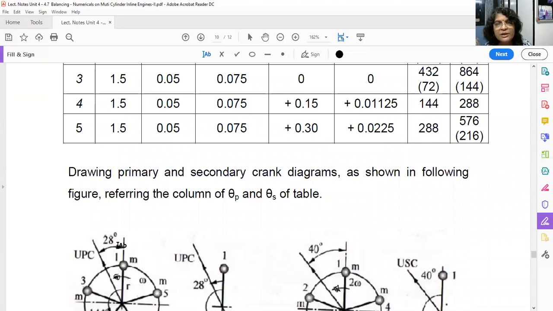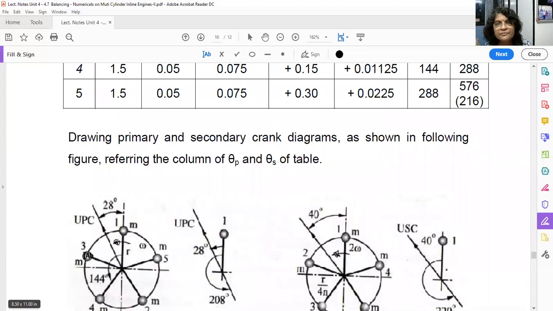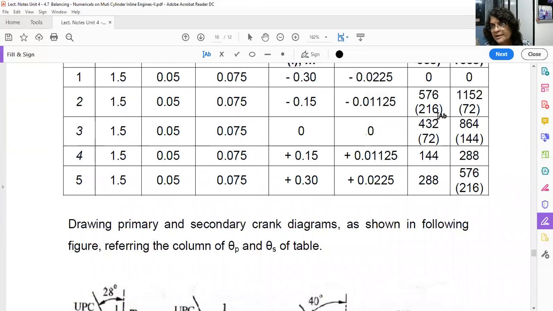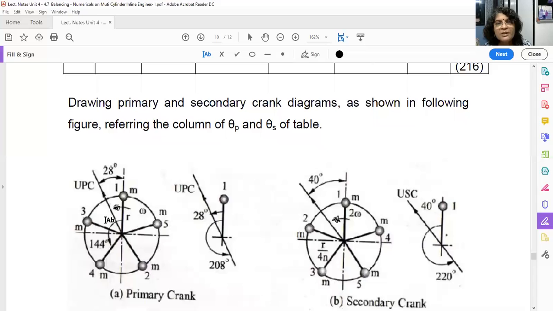So at 72 degree, 3 number. Then 2 number, that is 216 degree. Okay, so from 1 it is 216 here. This is cylinder number 2. Okay, so your sequence, whatever it may be, 1 3 4 2 5, whatever sequence you are getting, let it be.